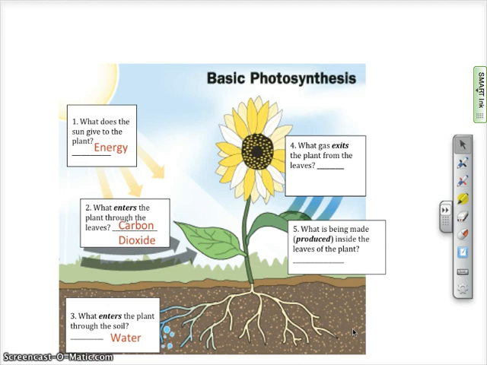So number 4, what gas exits the plant from the leaves? The gas that leaves is actually oxygen. This is why it's so good for humans or animals to have plants around, because we breathe in that oxygen. Number 5, what is being made or produced inside the leaves of the plant? The ultimate goal of photosynthesis is to create glucose, which is just a form of simple sugar or carbohydrates.